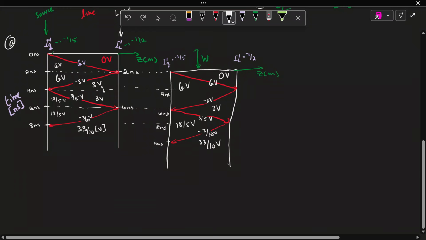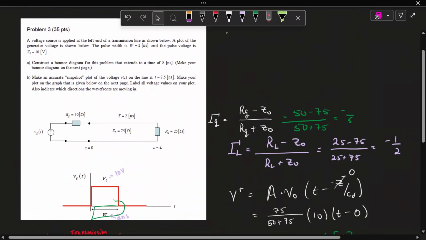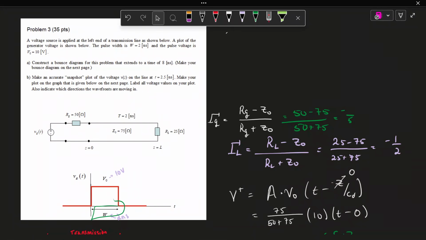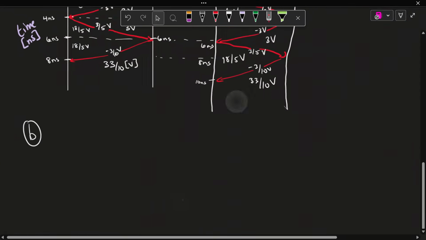Now part B, let's look at this. Part B is: make an accurate snapshot plot of the voltage on the line at t equal to 2.5 nanoseconds, and then indicate which directions the wavefronts are moving. So 2.5 nanoseconds. So we're taking a snapshot.